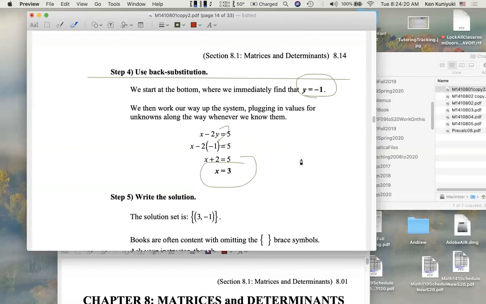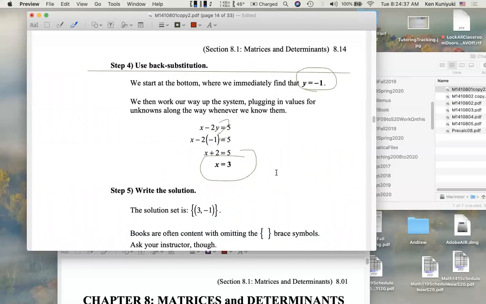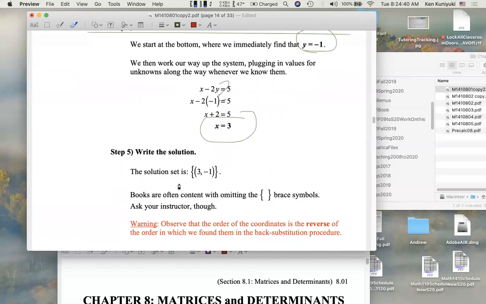Are we done? Hey, we found x. We're done. No, you are not done yet. Remember, you're not always done just with x equals. We have to find y. Well, wait a minute. We just found y. -1. Okay. Write the solution in solution set form. So x equals 3, y equals -1. Ordered pair, x comma y, all in braces.